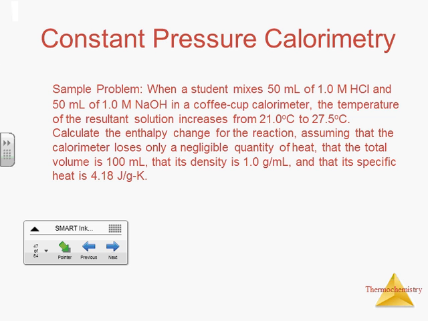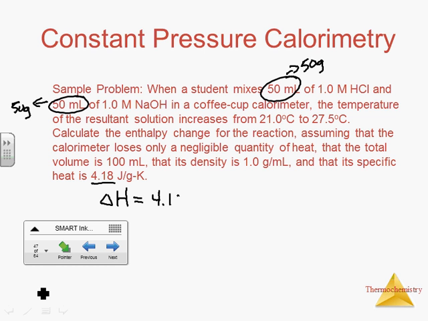Okay, so we were talking about the fact that this 50 milliliters right here, because the density is 1, this is also 50 grams. This right here, 50 milliliters, so this is 50 grams. So total, our mass of our solution is 100 grams, okay? So if we're finding the delta H of this thing, and our specific heat is 4.18 joules per gram times Kelvin times 100 grams times our temperature change, our delta T.